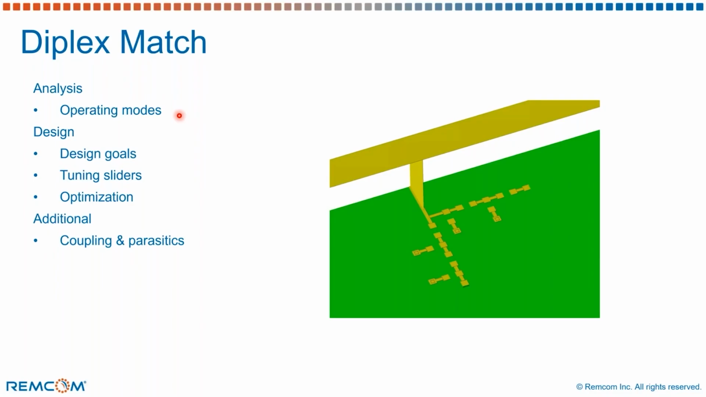So the Diplex match example, we introduced operating modes, optimization, and the coupling and parasitics.